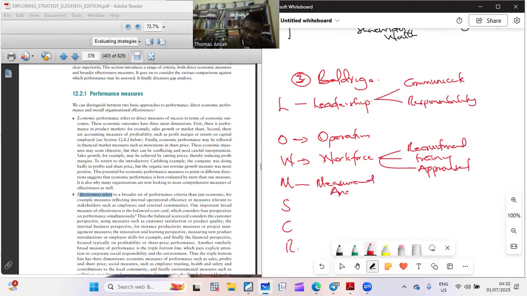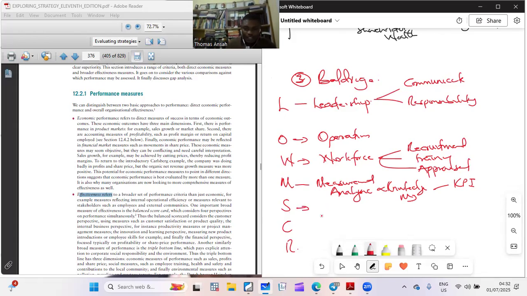Measurement analysis and knowledge management. What is that thing about? So how do you establish your KPIs? How do you collect data, analyze stuff?